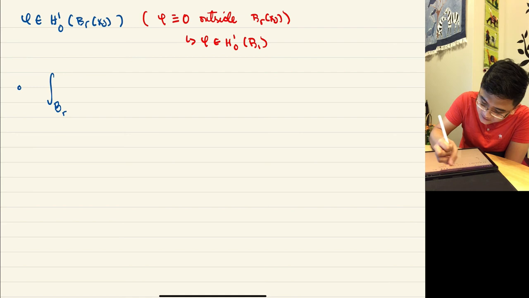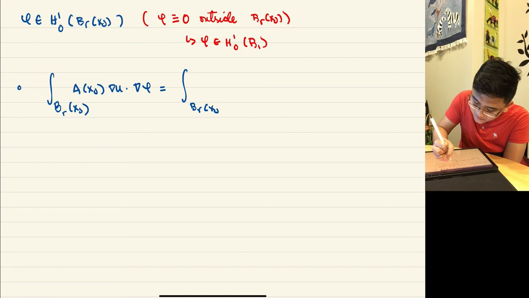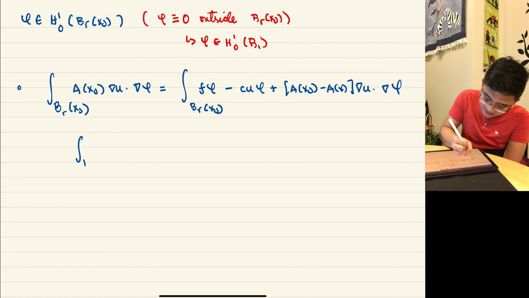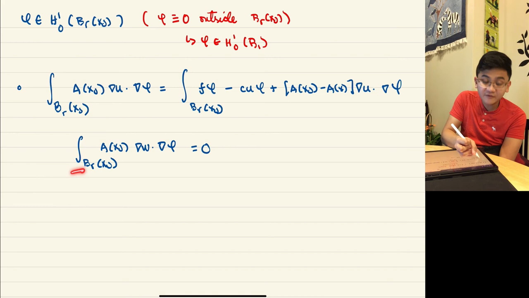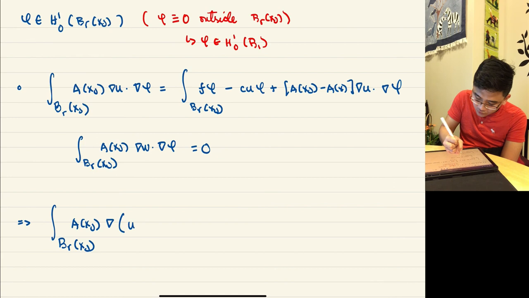Okay, so what do we have? The integral of A(x0) grad u dot grad phi is equal to the integral over B_R(x0) of f phi minus c u phi plus (A(x0) minus A(x)) grad u dot grad phi. Let's take the other equation: the integral over B_R(x0) of A(x0) grad w dot grad phi is equal to 0. So we subtract this equation from this one, and what that gives us is the integral over B_R(x0) of A(x0) grad(u minus w) dot grad phi is equal to this thing. I'm just going to copy it.